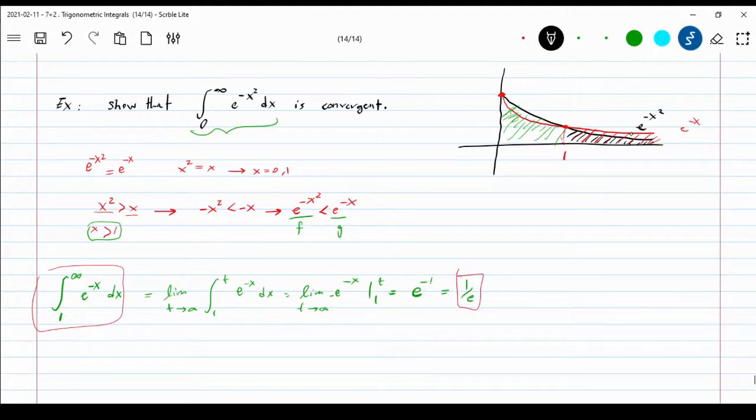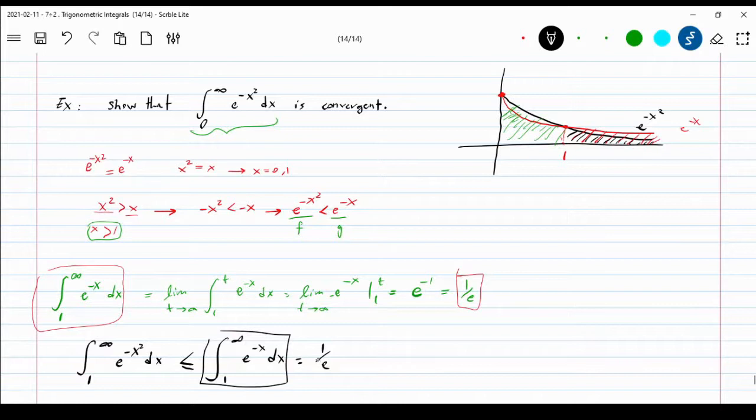Since it's supposed to be smaller than the red one, I can say this integral from 1 to infinity of e to the power negative x squared dx is supposed to be less than or equal to the integral from 1 to infinity of e to the power negative x dx. Which means, since we calculated this integral and it was a finite value, 1 over e, then the integral from 1 to infinity of e to the power negative x squared dx must be less than that constant. So the integral must be convergent.